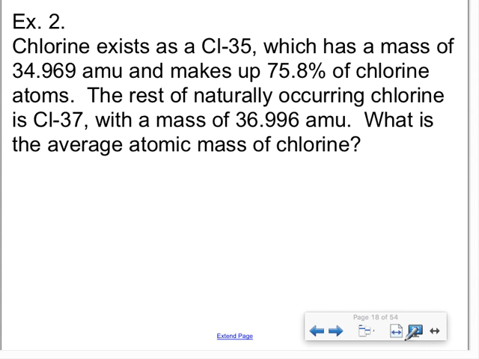Okay, here's another example. Chlorine exists as Cl35, so I'm just going to write that underneath, which has a mass of 34.969. So I'm just going to write that. And it makes up 75.8% of chlorine atoms. So what's that in decimal form? 0.758.